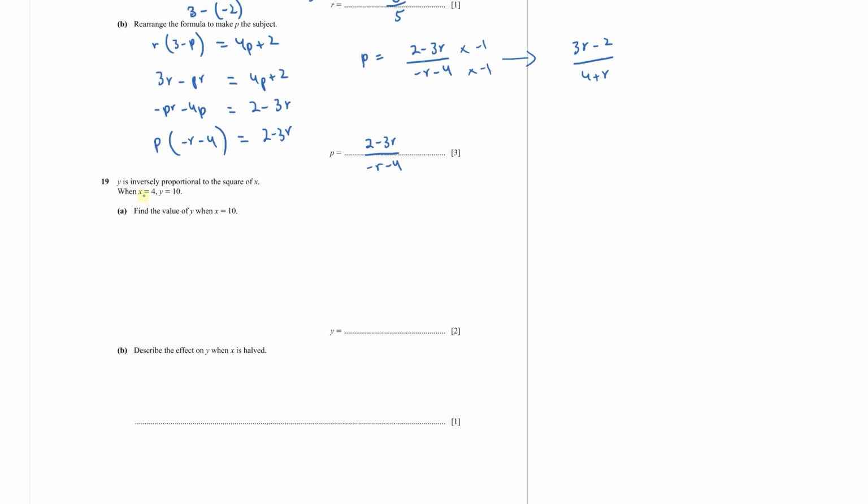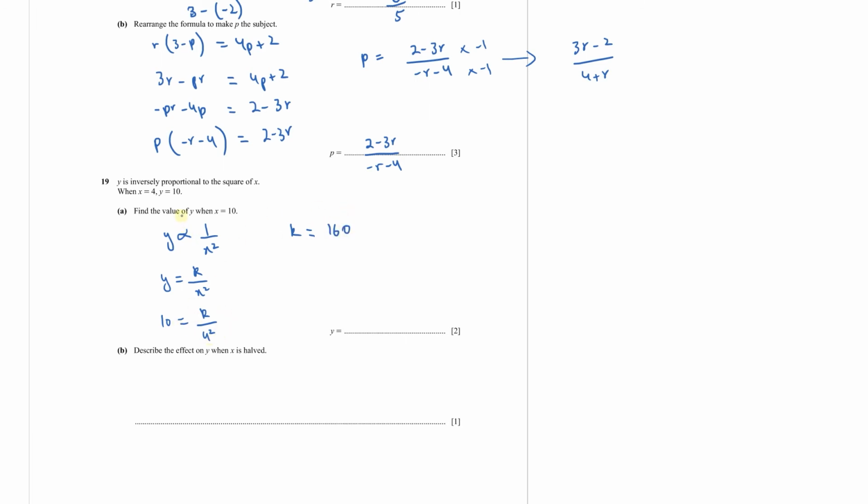Question number 19: y is inversely proportional to the square of x. When x equals 4, y equals 10. So y is inversely proportional to the square of x. This gives you y equals k over x squared, where k is a constant. You're given when x equals 4, y is 10. So y is 10 when x is 4 squared. So k is basically 4 squared times 10. 4 squared is 16, and 16 times 10 is 160.